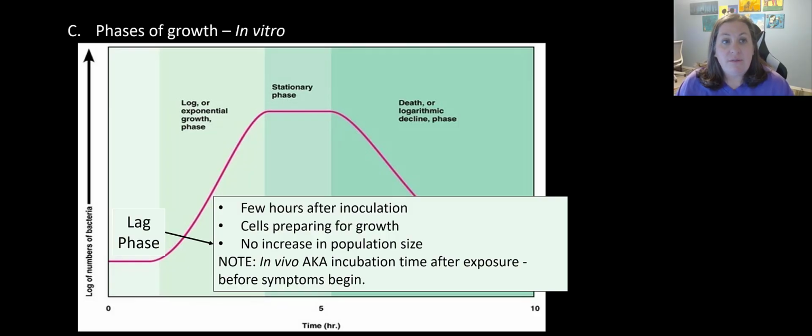All right, so these are the phases of growth. You're going to notice that it's in 4 kind of phases, all right? So this very light green color is called the lag phase. This is the first part, and you'll notice it's a straight line. This is a few hours after inoculation. The cells are preparing to grow. So you've put them on the plate, they're preparing to grow. At this point, there's no increase in the population size. Now this is in vitro, so these are on plates. If we're talking about in vivo, inside of us, this is also known as the incubation period, the time after exposure. No symptoms are starting yet.